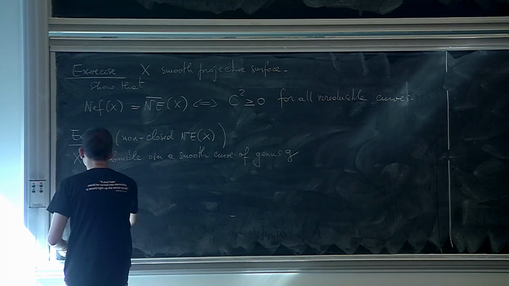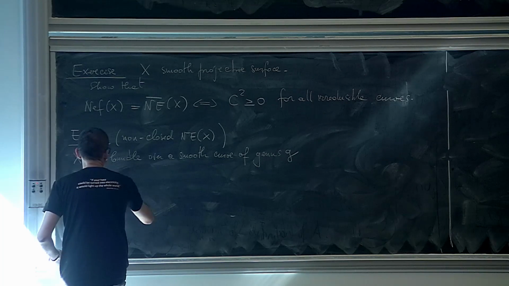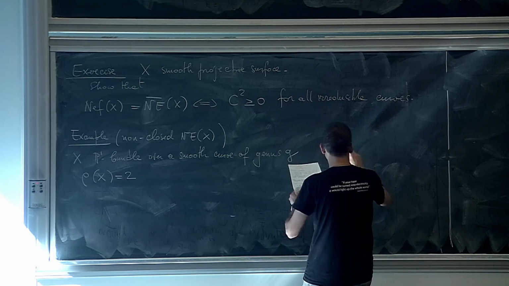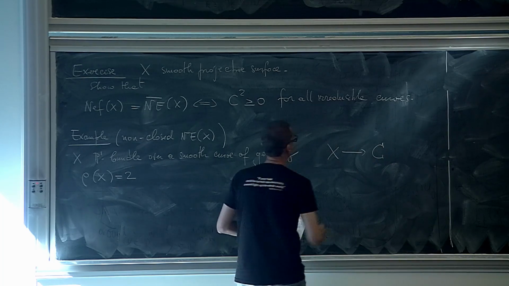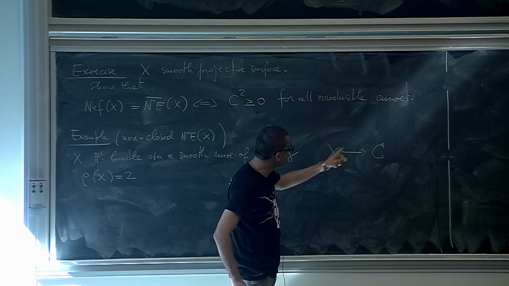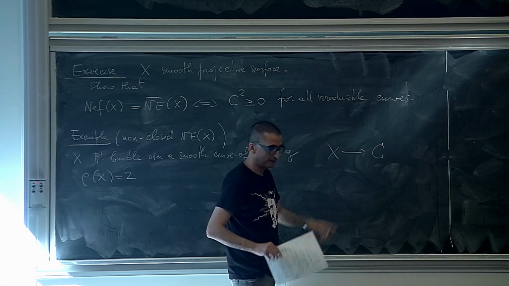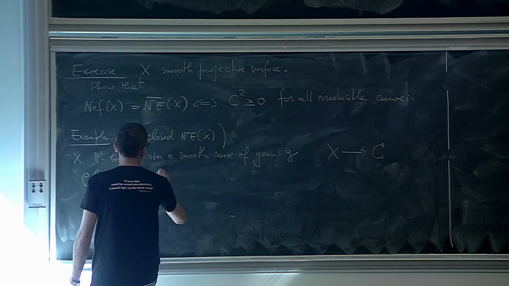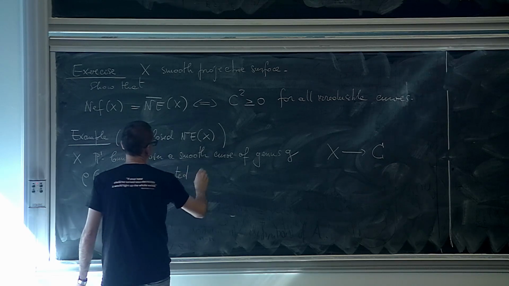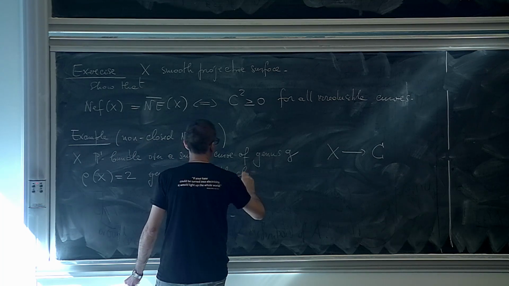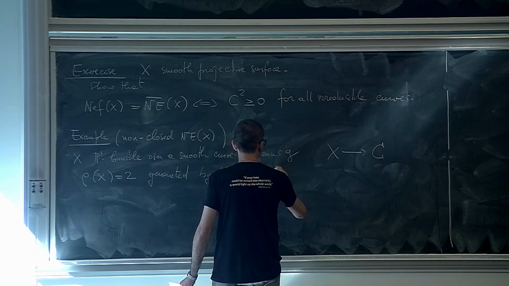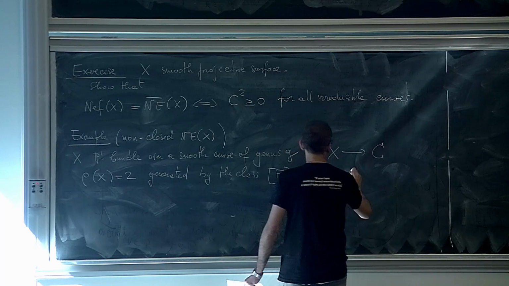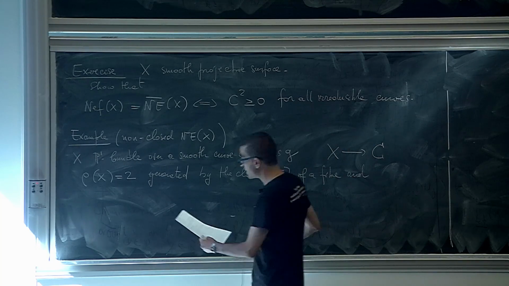So, in this case, we know that rho of X is 2. So we have this situation here. P1 bundle means this is a smooth curve of genus g, and all the fibers of this map are P1. They are all smooth. N^1(X) is generated by the class F of a fiber and the class of some section.